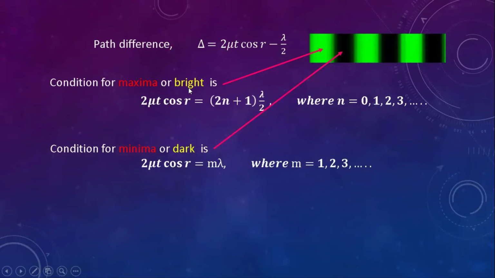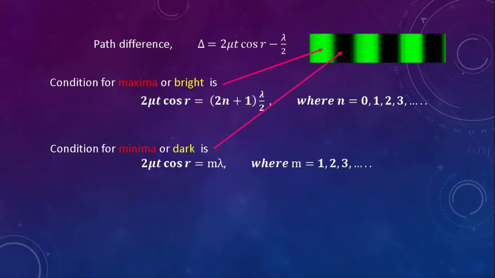Condition for maximum, that means bright fringe. So in order to form a bright fringe, what is the condition? If you know the path difference delta, delta is equal to n lambda. Then you will get 2 mu t cos r equal to (2n plus 1) into lambda by 2, where n is equal to 0, 1, 2, 3, etc. What about for dark? The condition is 2 mu t cos r equal to m lambda, where m is equal to 1, 2, 3, etc. So these are the conditions arrived at in the case of thin films.